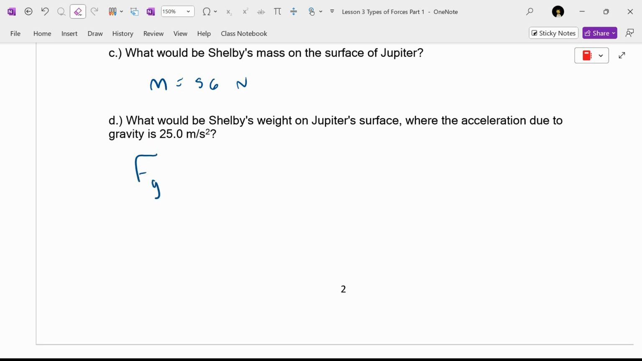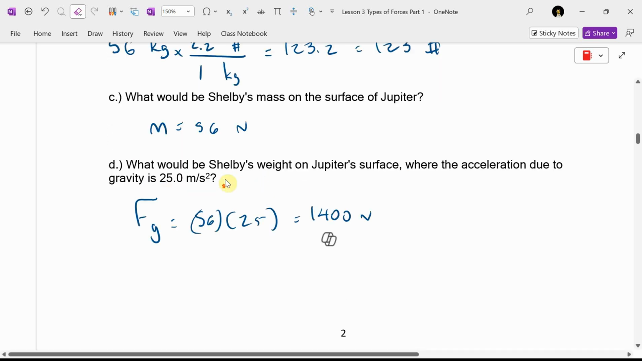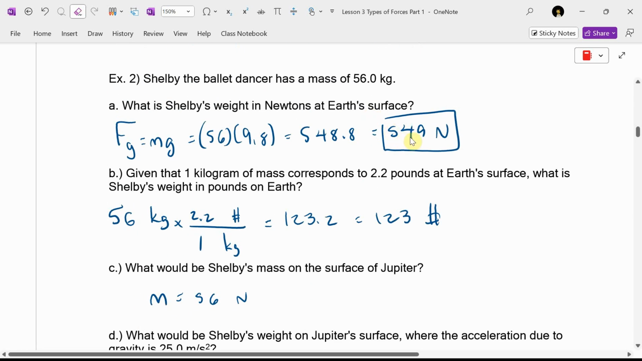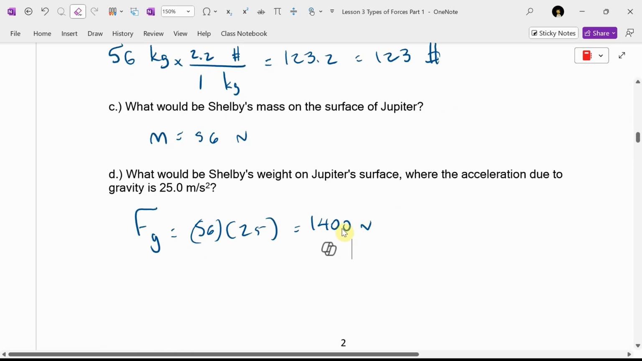Where g is 25, it would be 56 times 25, which is what? Do that one in your head. What's a good way to multiply by 25? Divide by 4 and then times by 100. So it's going to be 14 times... Is it 1400? What was her original weight on Earth? 549. 1400. She's feeling about 2.5 times her weight.